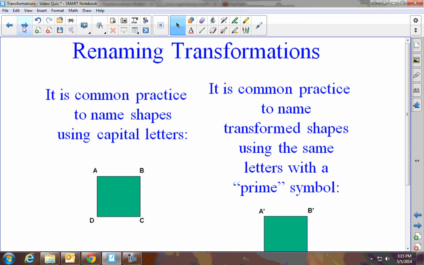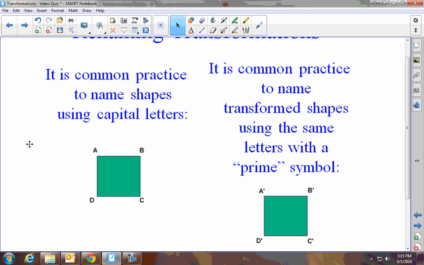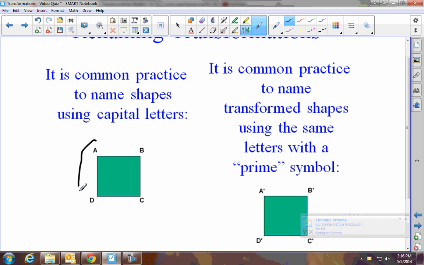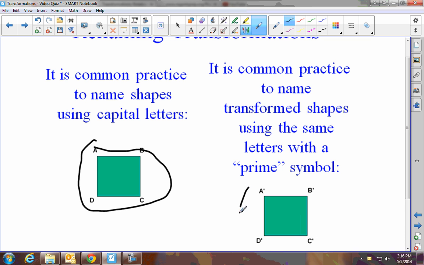So let's talk about these in detail. First, if you're going to rename any transformation, normally when we name a figure, for example, our square figure here, that is our pre-image, so we just call it A, B, C, D. And this figure over here is our post-image. We put those little tick marks there to indicate that it's a transformed shape, just so we know what those little marks mean.